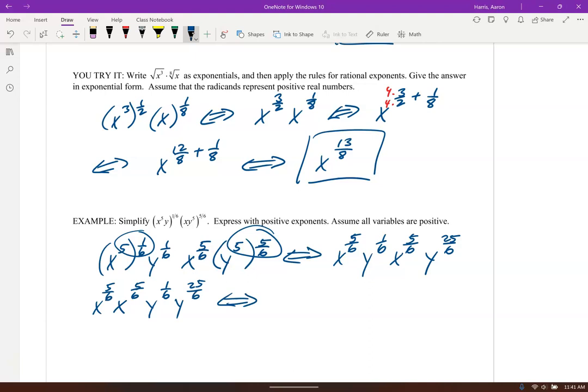So now I can take 5/6 plus 5/6 is 10/6, and then 1/6 plus 25/6 is 26/6, and then just simplify those. 10 and 6, that's 5/3. Whoops, that's an x right there. x to the 5/3. 26 and 6, those both are divisible by 2, that's 13/3. So x to the 5/3, y to the 13/3.